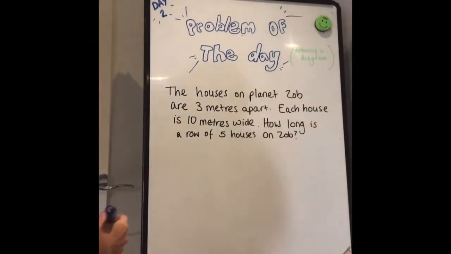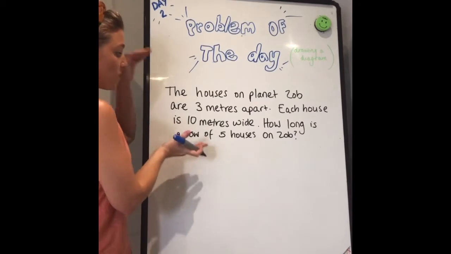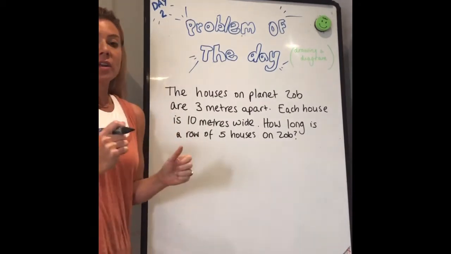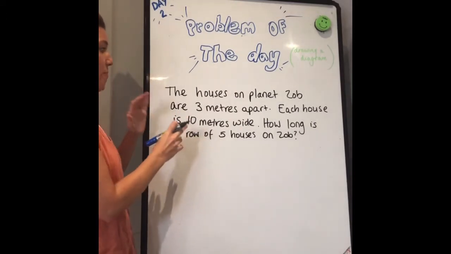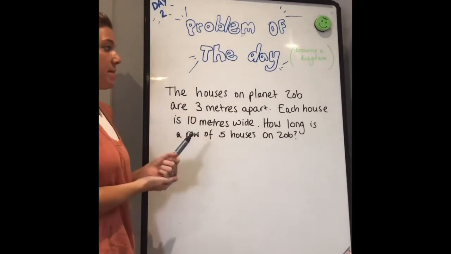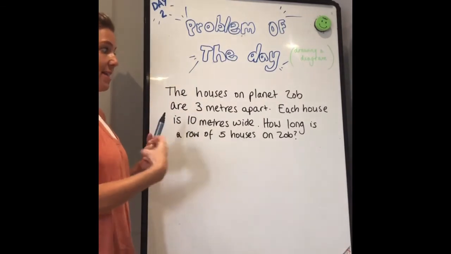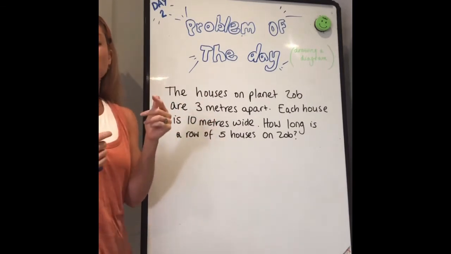Okay, welcome back to day 2, our maths problem of the day. So we've got another word problem and we're going to try and use a diagram or a picture to help us solve the problem. I'm going to read the problem to you. The houses on planet Zob are 3 metres apart. Each house is 10 metres wide. How long is a row of 5 houses on Zob?